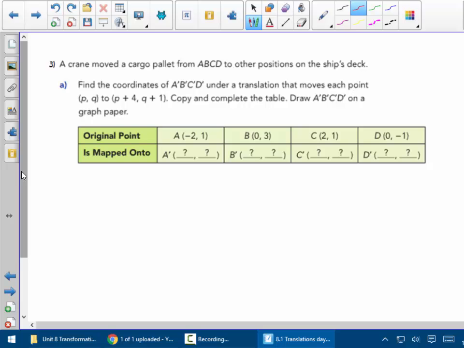Let's see. Okay, so P plus 4, so plus 4 and plus 1 is the rule. So negative 2 plus 4 would give me 2, and 1 plus 1 would give me 2. Plus 4 and plus 1. So 0 plus 4 gives me 4, and 3 plus 1 gives me 4, and plus 4 and plus 1. 2 plus 4 gives me 6, and 1 plus 1 would give me 2, and plus 4 and plus 1. 0 plus 4 would give me 4, and negative 1 plus 1 would give me 0.